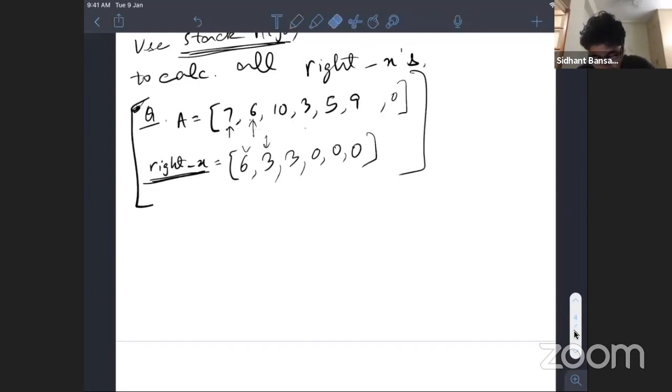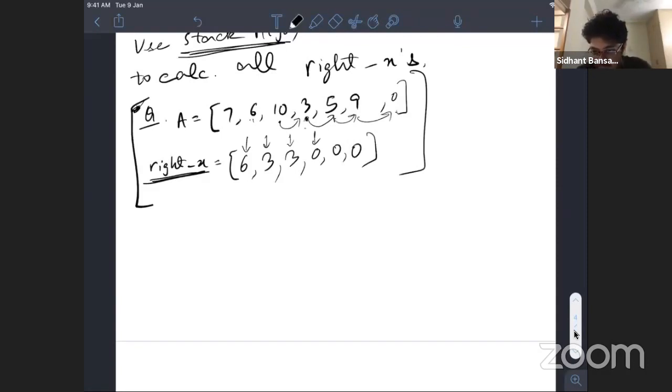Then for 10, you try to find the immediately right guy to 10 who's smaller than him, which is 3. So you put 3 here. For 3, who is the immediately right guy to 3 who's smaller than him? So you go 5, then you go 9, then you go 0. So you find 0, so you put 0 here, and so on.